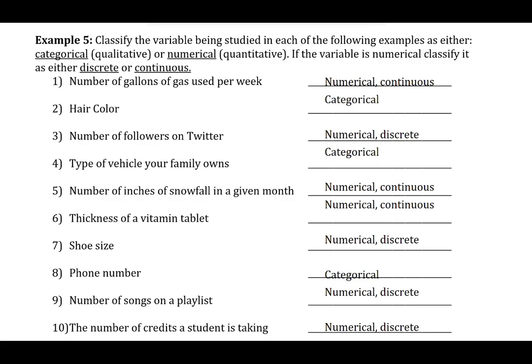A person's phone number would be categorical. I believe we talked about that or similar examples prior to this. It'd be similar to a zip code or a social security number. The number of songs in a playlist would be numerical discrete, and the number of credits a student is taking is also numerical discrete.